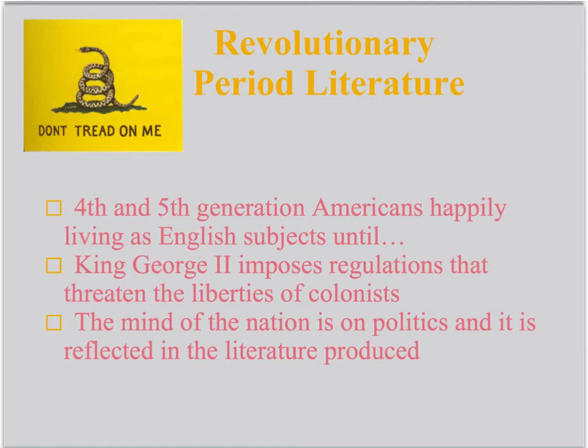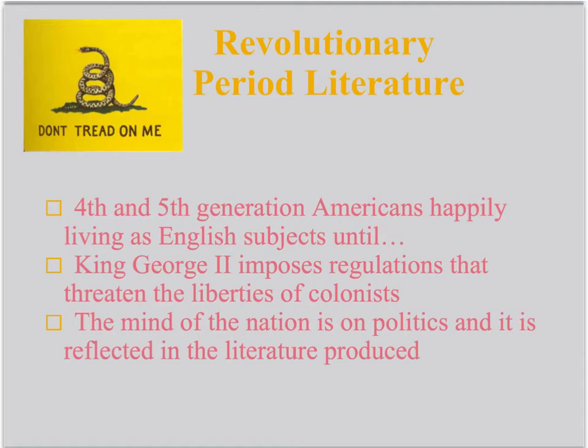Revolutionary period literature. The fourth and fifth generation Americans were happily living as English subjects until, I apologize, there's a mistake here, King George III, that should be 3, imposes regulations that threaten the liberties of the colonists. The mind of the nation is now on politics, and this is reflected in the literature produced.